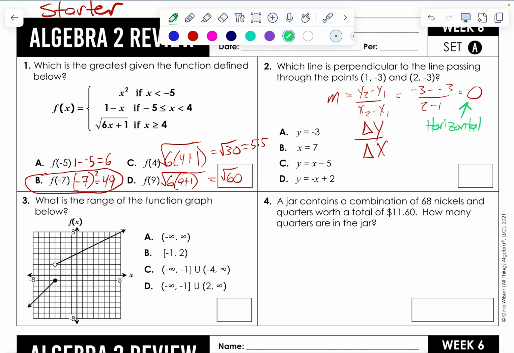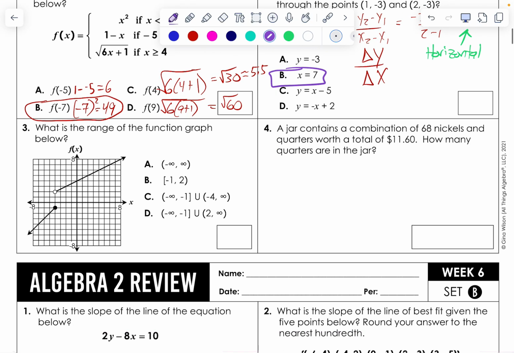So we know that perpendicular to a horizontal is a vertical. We just need to go in here and decide which of these is vertical. And you guys should know that. We've done this plenty. It's the same as an axis of symmetry line, which is what? X equals 7. Okay, that's the vertical line. All right, next, range.